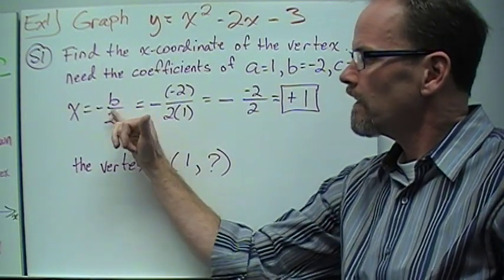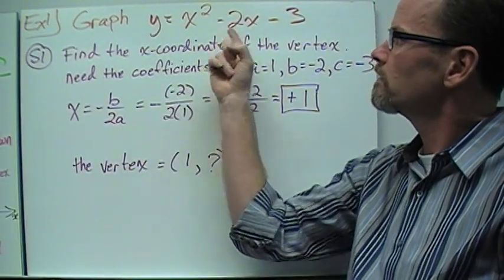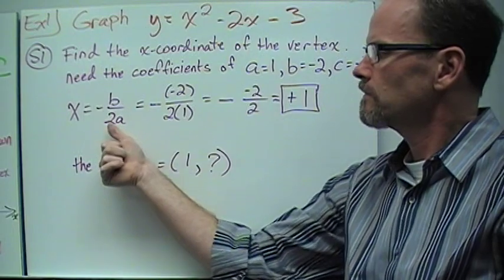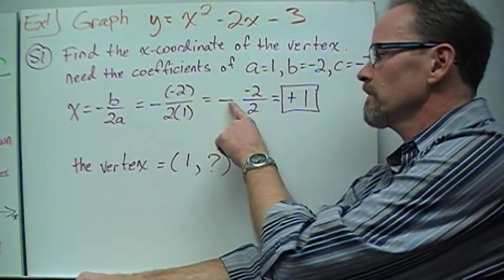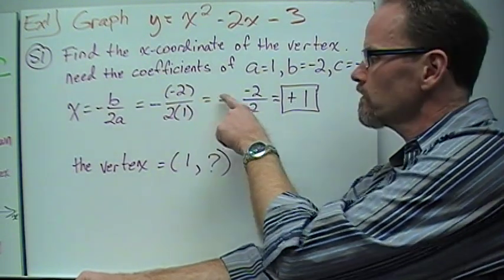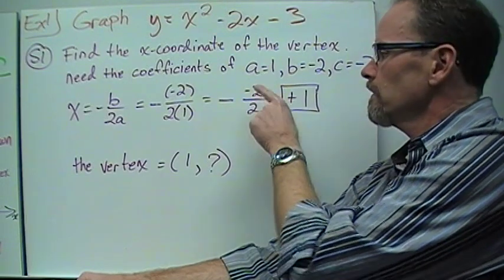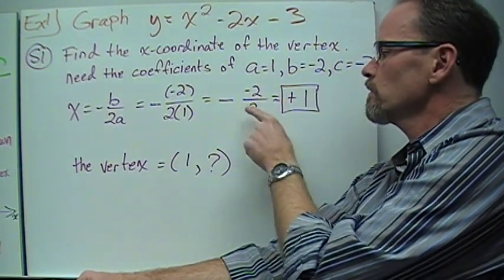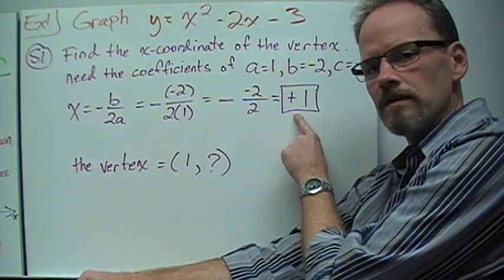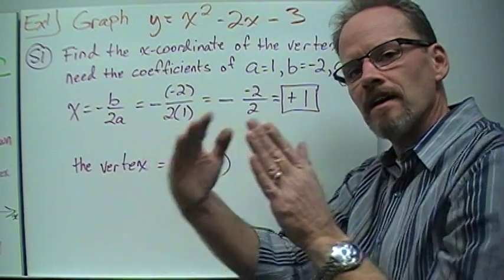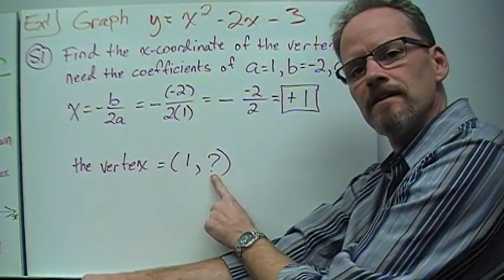B, I'm going to rewrite it. So the negative, b is a -2, right from here, divided by 2 times a, which is 1, negative still. I take care of the parentheses up here and down here, order of operations. -2 divided by 2, all multiplied by a -1, and our result is +1. What does that mean? That means the x coordinate of the vertex is going to be a 1. I don't know what the y coordinate is yet.